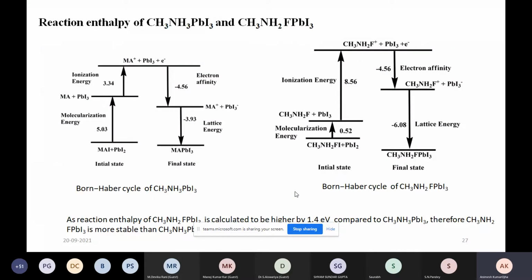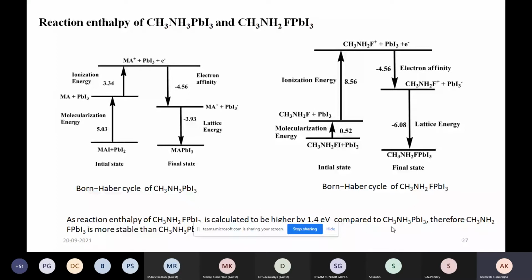This can also be verified by calculating the reaction enthalpy of the formation of these two compounds. The first case represents the enthalpy calculation for the CH3NH3PbI3, and this one is the newly designed compound, which is CH3NH2FPbI3. The stability of this compound is higher by 1.4 electron volt compared to the original one. So the stability here is enhanced compared to the pure one. So one part is resolved.